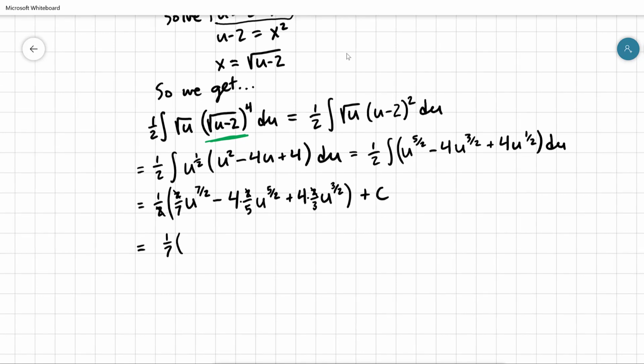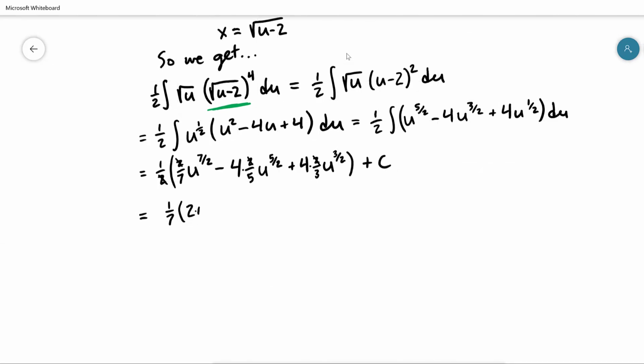It's 2 plus x squared. So 2 plus x squared to the 7/2. Then I'll have minus, looks like 4/5 is the coefficient left over, of 2 plus x squared to the 5/2. And this last coefficient looks like I've got a 4/3 left over, 2 plus x squared to the 3/2 plus c. So there's the result of that.